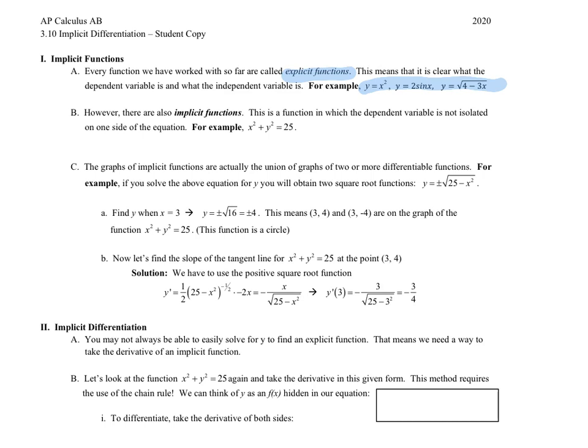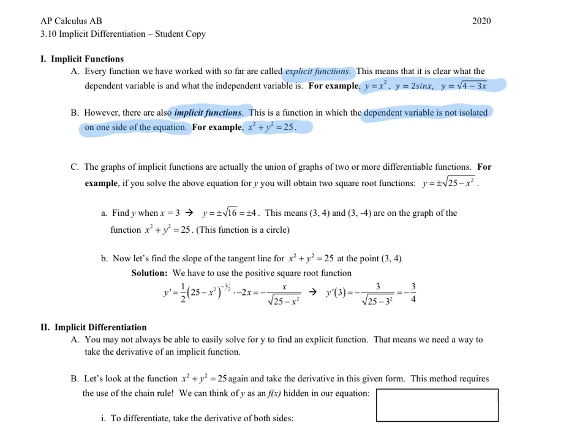However, there are also functions called implicit functions. This is a function in which the dependent variable is not isolated on one side of the equation. For example, x squared plus y squared equals 25. I would have to do some manipulating in order to get that y by itself.